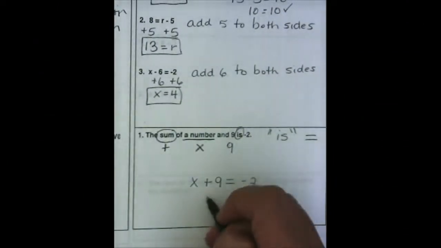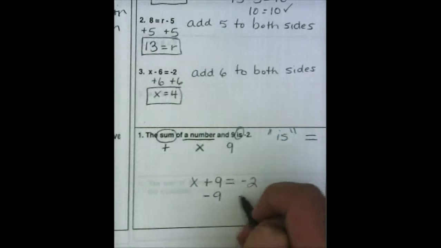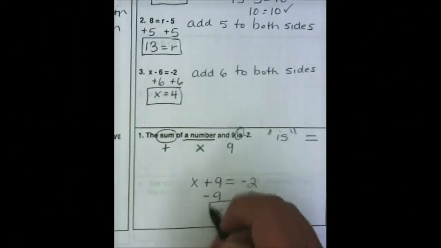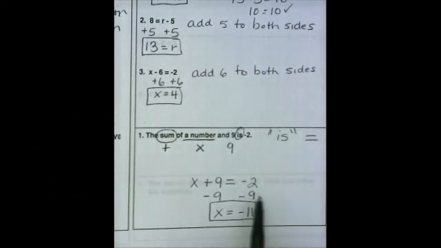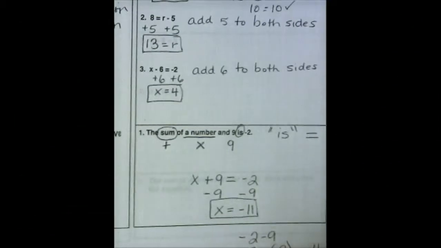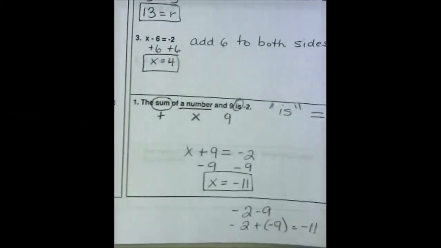And then we're going to solve this equation. So we subtract 9 from both sides, and we get x equals negative 11. So you have to be careful. Once again, show your work for those if you need to. Negative 2 minus 9, same, opposite, opposite, equals negative 11. So show your work where you need to instead of making careless errors.